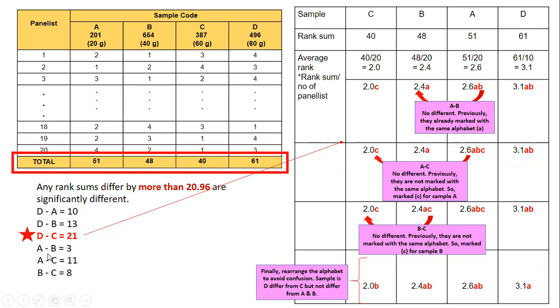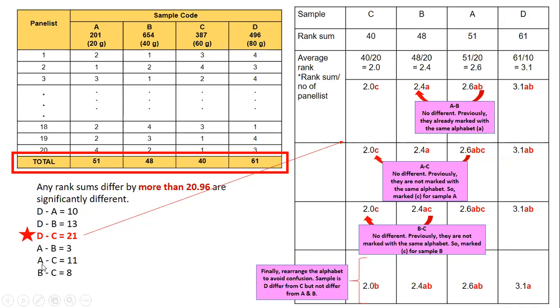Condition keempat. Between A and B, no significant difference. Okay, tadi kita dah habiskan, dah sampai sini dah. Bawa turun je semua maklumat tu. Between A and B, no significant difference. Dia dah dapat A, yang ni dah dapat AB. Ada different tak? Tak adalah. Sebab apa? Dua-dua mempunyai alfabet yang sama. Sini ada A, sini pun ada A, biarkan.